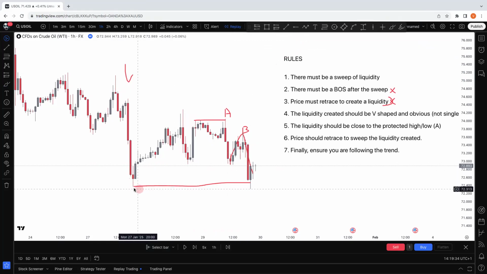You can only have just, what's it called? BOS, right? So in this case, we have our BOS here to the downside, because it's a sell continuation, right? This is what I'm talking about.